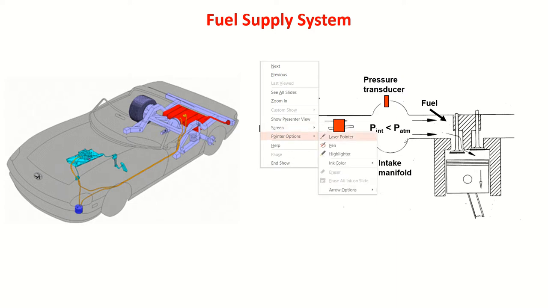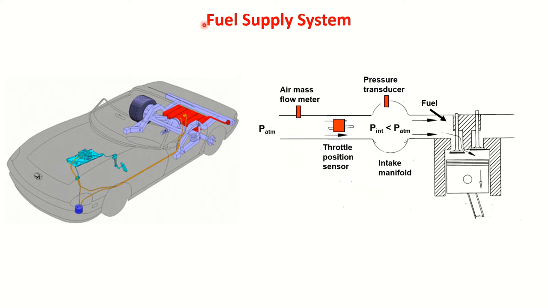In this session, let us talk about fuel supply system. In the previous session, we have discussed about air supply system, then various types of fuels. Now let us discuss about fuel supply system. Then air and fuel, when they come together, how to ignite, I think that you have studied in ignition system.